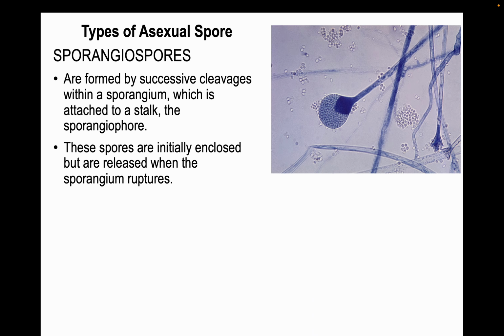In terms of the different types of spores that are produced as asexual spores, let's take note of two different types. We have sporangiospores, which are formed by successive cleavages within a sporangium body. The sporangium, as you can see in this picture, is attached to a stalk, a special hypha called a sporangiophore. This sporangium is a globular structure here. Inside it, the sporangiospores are present. These sporangiospores are initially enclosed, but can be released once the sporangium opens up or ruptures.